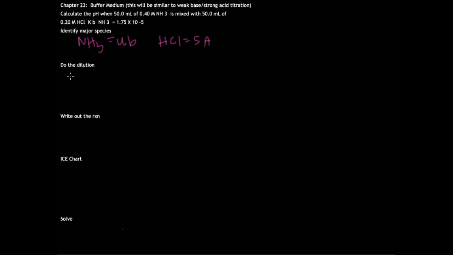I do see that the two solutions are mixed, so I'm going to go ahead and do the dilution. I'll do it for ammonia, and then I'll do it for hydrochloric acid. Ammonia's molarity is 0.4. I have 50 milliliters of it. New molarity after they're mixed, and it looks like the final volume is 50 and 50, so 100. So the ammonia comes out to be 0.2 molar. Then you dilute the acid. The acid is 0.2 molar.